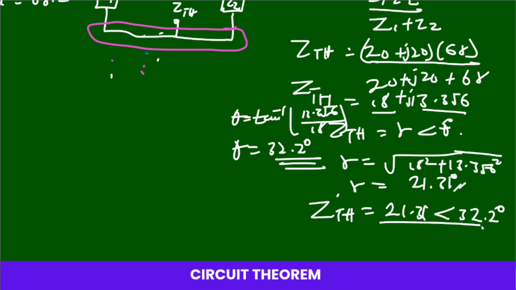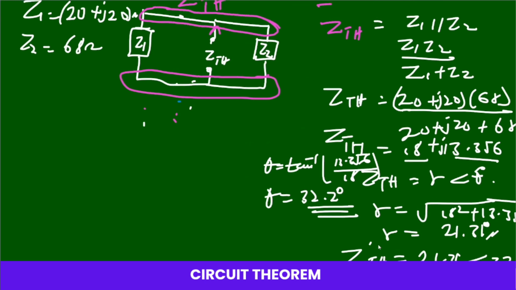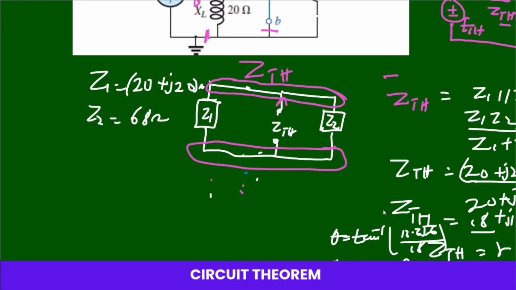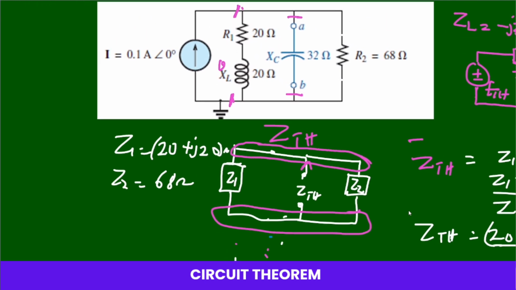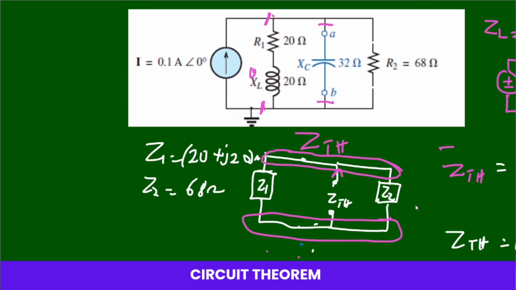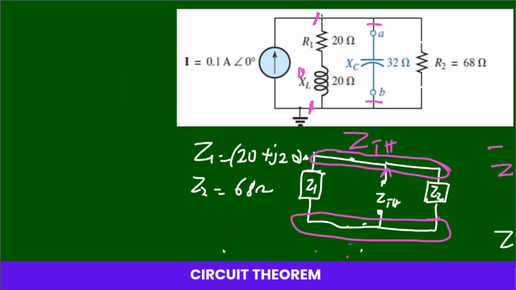32.12, all in degrees. Okay. Now let me proceed to find the other parameters within the circuit. What other parameter can we look for? We've gotten our ZTH, right? And then we are now going to find our ETH, right?